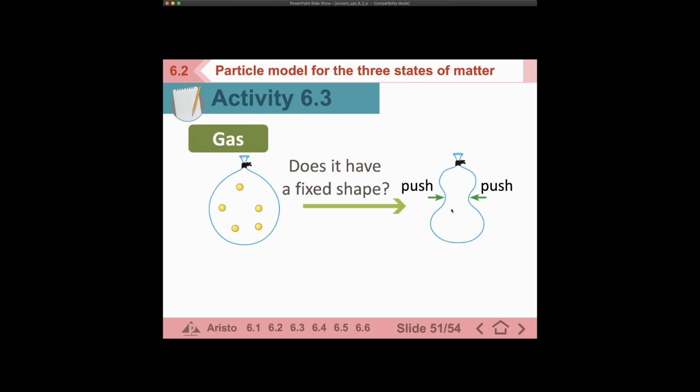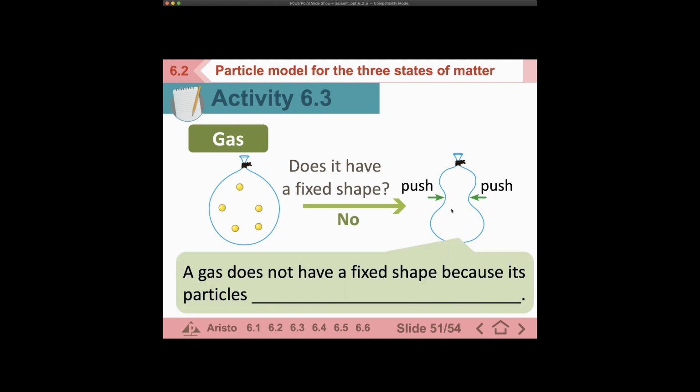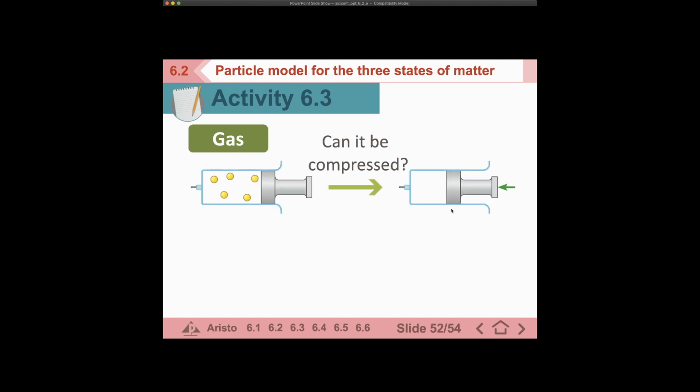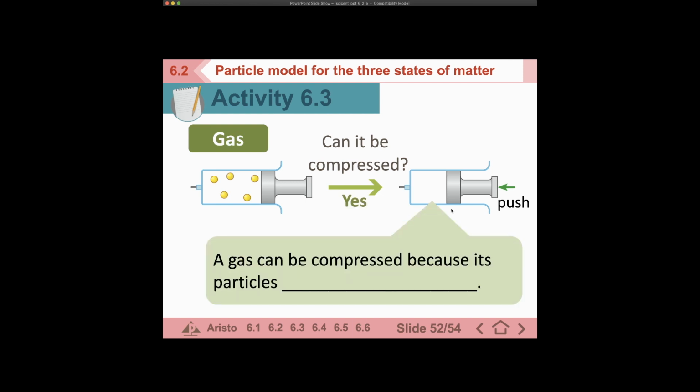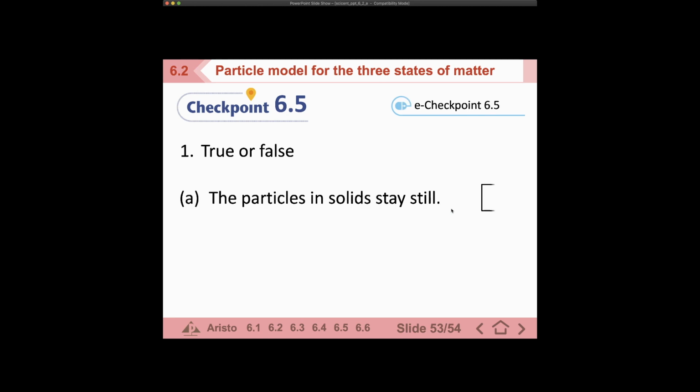For gas, does it have a fixed shape? No, again, because the particles are moving freely in all directions. How about this one? Can it be compressed? Of course, this time it will be a yes, because the particles are far apart, so you can make the spaces smaller. This is the end of the teaching part. So the last one will be the checkpoint for true or false. Just try to answer the question before you click on it. I will give you some time here.